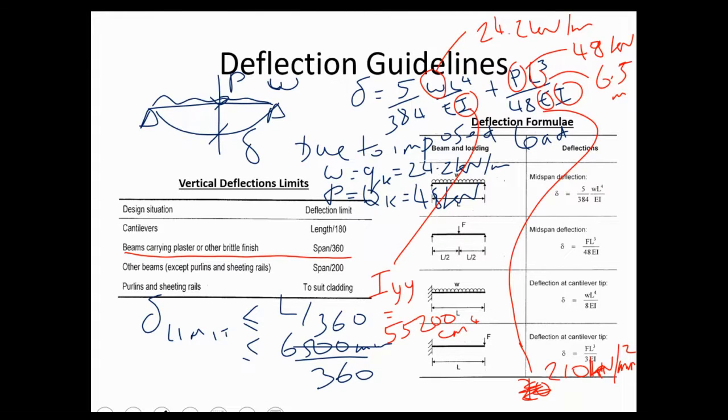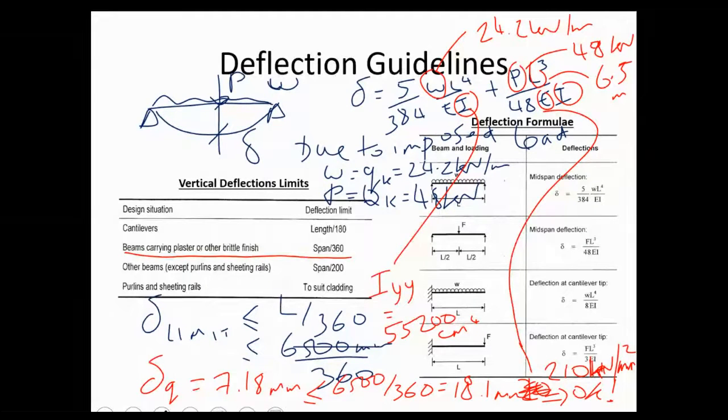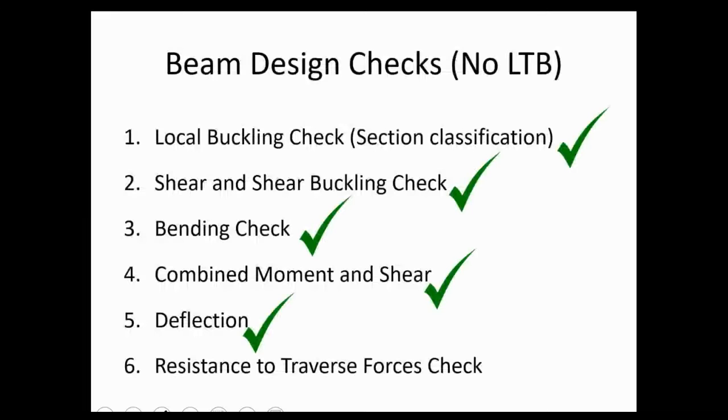When you put all of that in, we get the deflection under the live load, if I have it done right, of 7.18 millimeters. We have to make sure that's less than or equal to 6,500 divided by 360, which is 18.1 millimeters. So it's okay in deflection. Sorry, I rushed that last bit because I've run out of time. So we've done the deflection check, and it's fine in deflection.